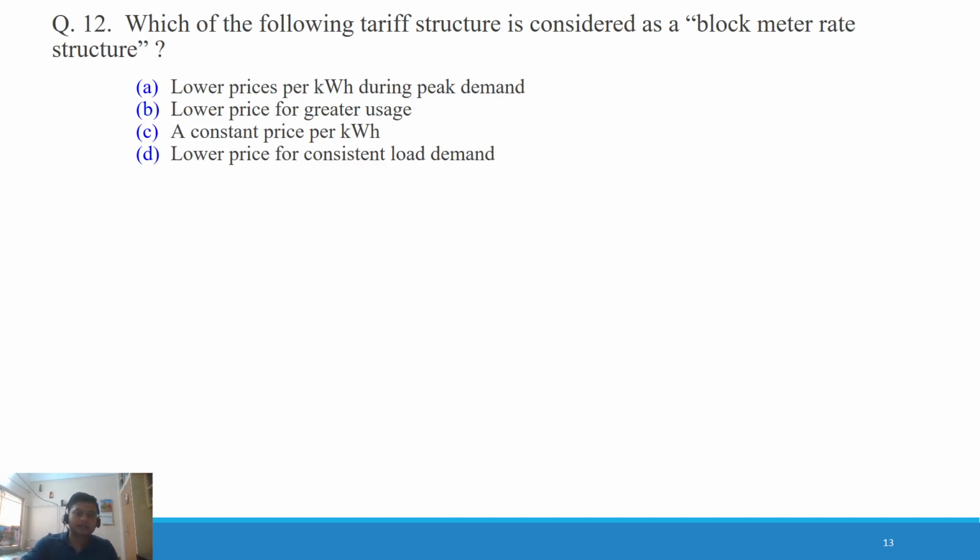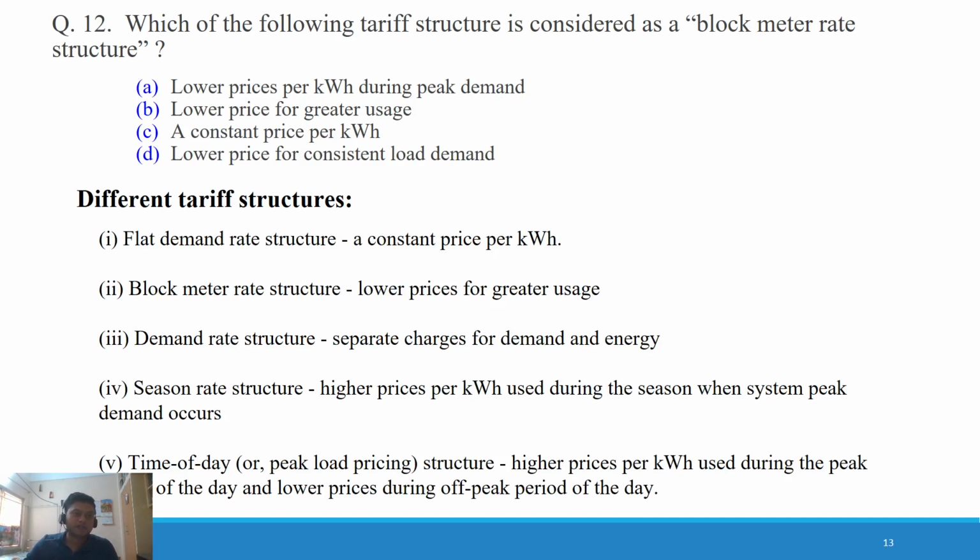So utilities take some charges for taking power from the customers, and there are different tariff structures. Some of them are flat demand rate structures, that is a constant price per kilowatt hour. As the energy consumption increases, this price is the same for every unit of energy consumption. On the other hand, the block meter rate structure lowers the prices for greater usage. And in the demand rate structure, there are separate charges for demand and energy.